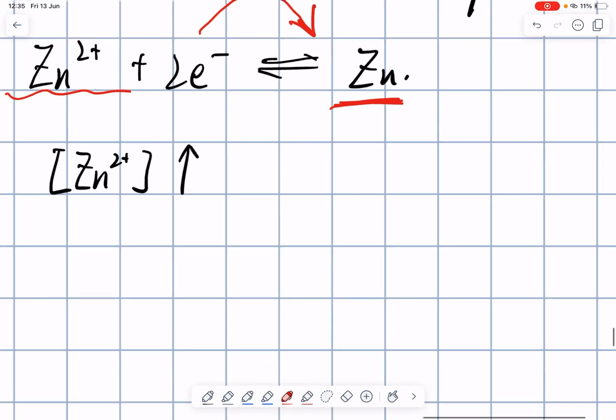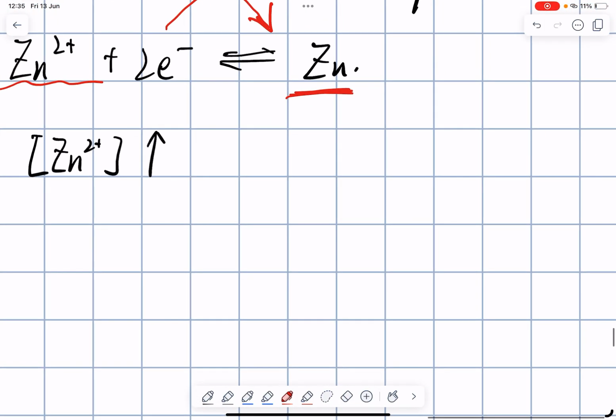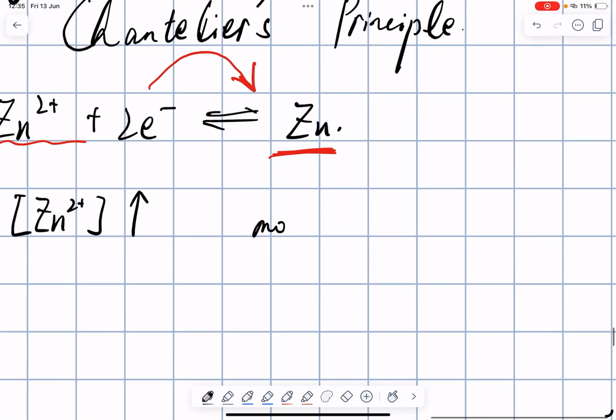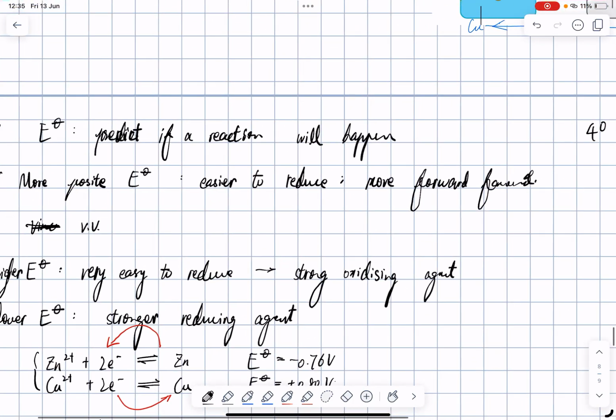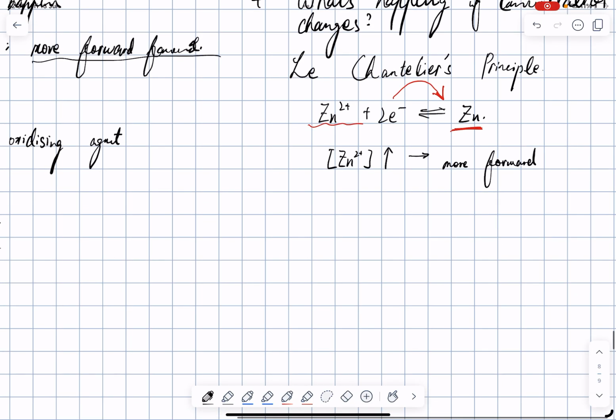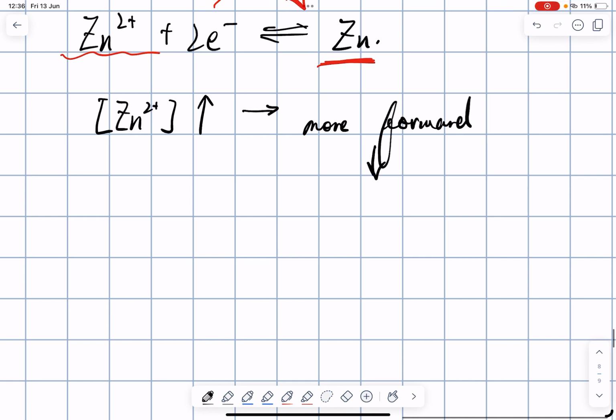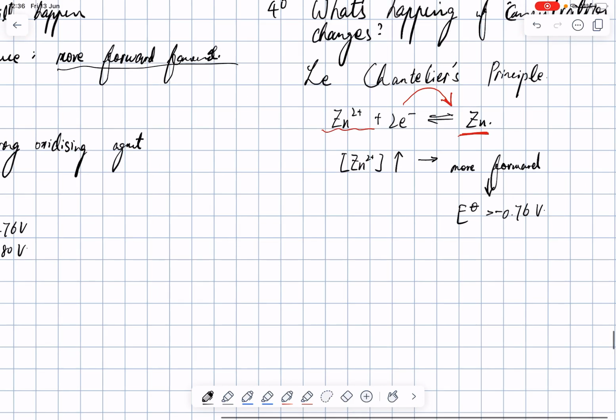So we can know that if it's going more forward, we can know from knowledge of here, if it's more forward, it's more positive. So E is higher than minus 0.76 volts.